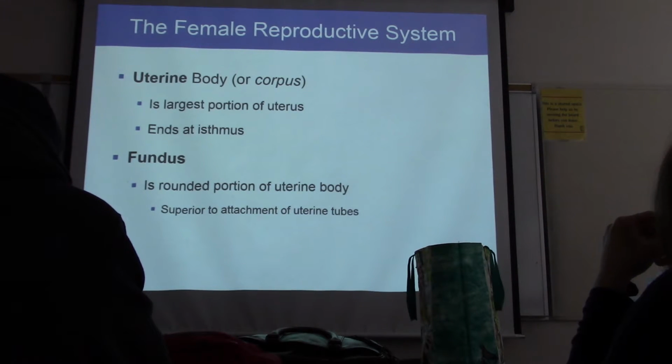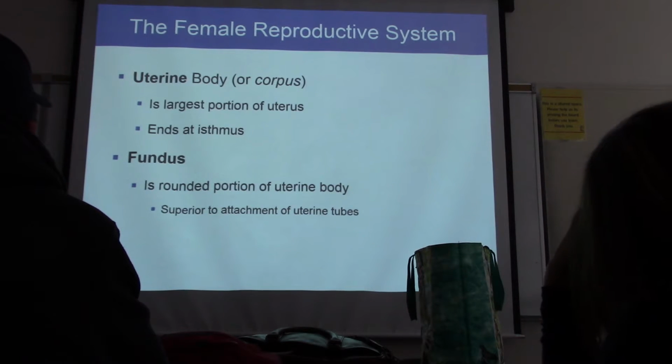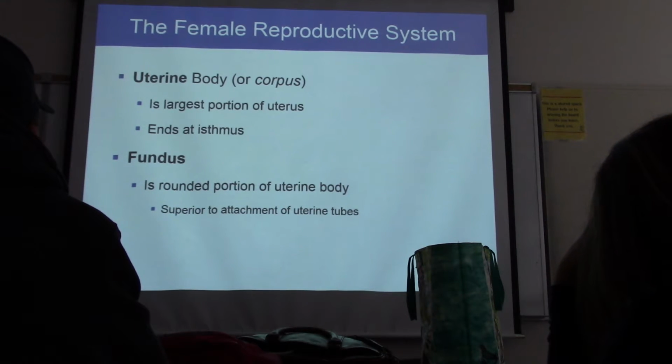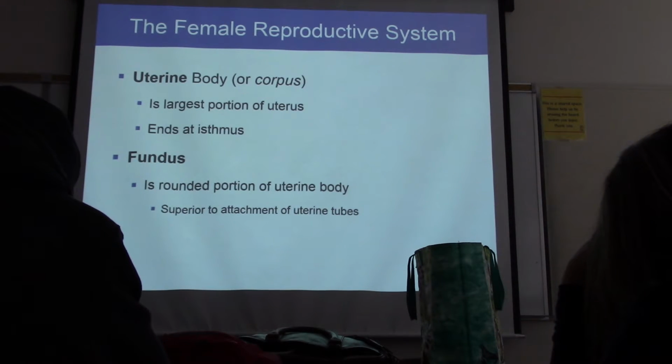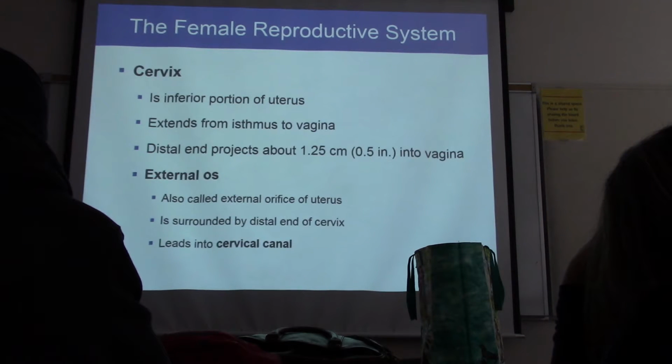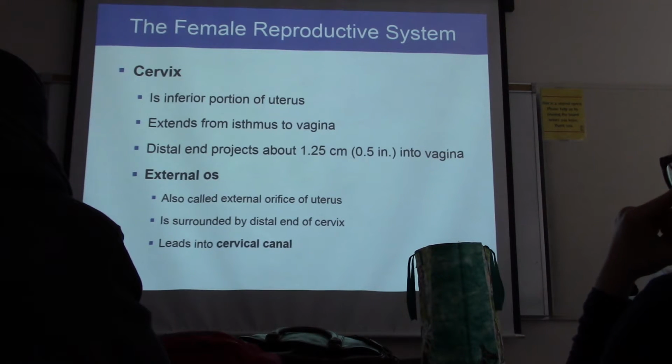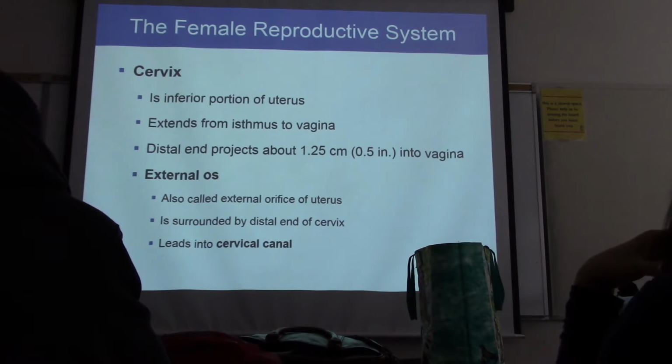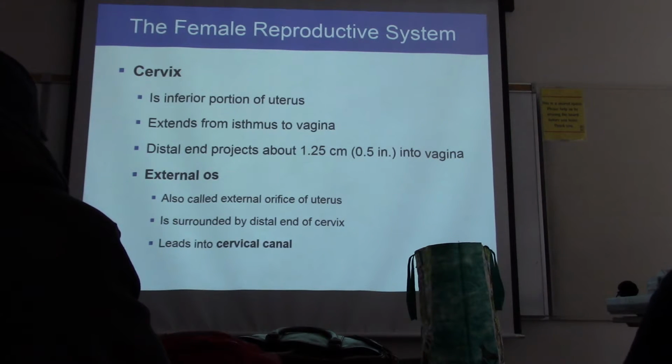It ends at the isthmus. The fundus is the rounded portion up at the top. And it's actually, the fundus part is superior to the attachment of the uterine tubes. So if you think about the uterus kind of being shaped like this, and here's your tubes coming off, coming down here like this. This is the fundus up here at the top. Down at the bottom, you've got the cervix. The cervix sticks into the top end of the vagina, about a half an inch out into the vagina.